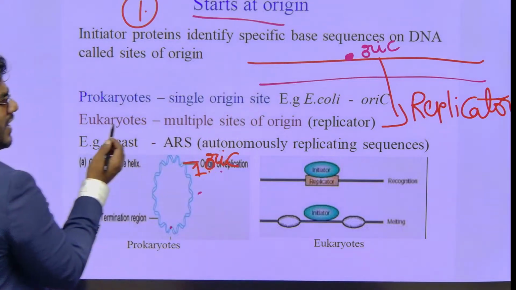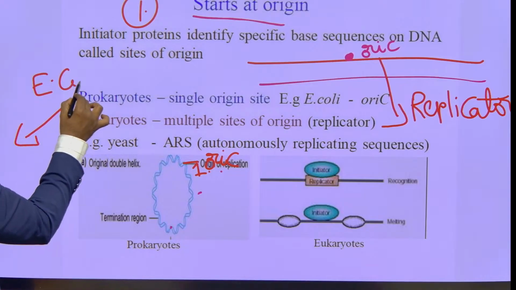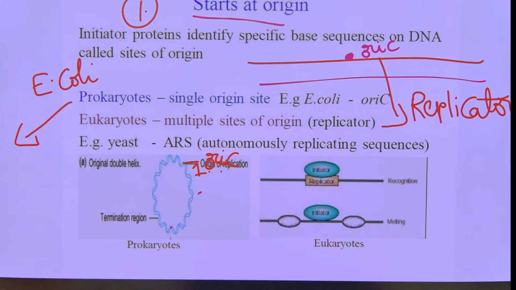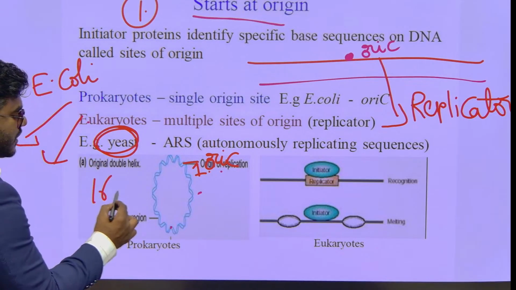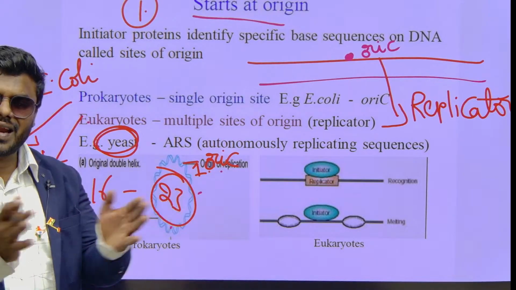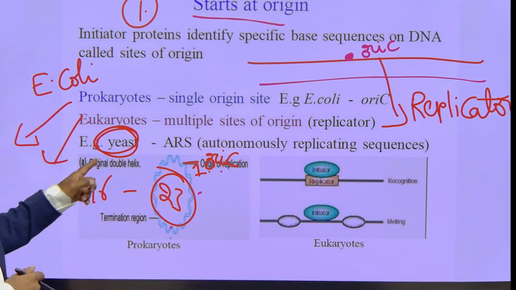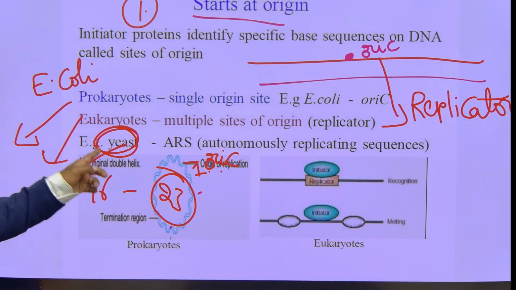Whenever we are discussing a prokaryotic organism, we always take E. coli as the standard example. Similarly, whenever we are discussing eukaryotes, we always take yeast as the standard example. What is the reason? Yeast has 16 chromosomes, humans have 23, almost. That's the reason whenever we are reading eukaryotes, we study yeast as the standard example.